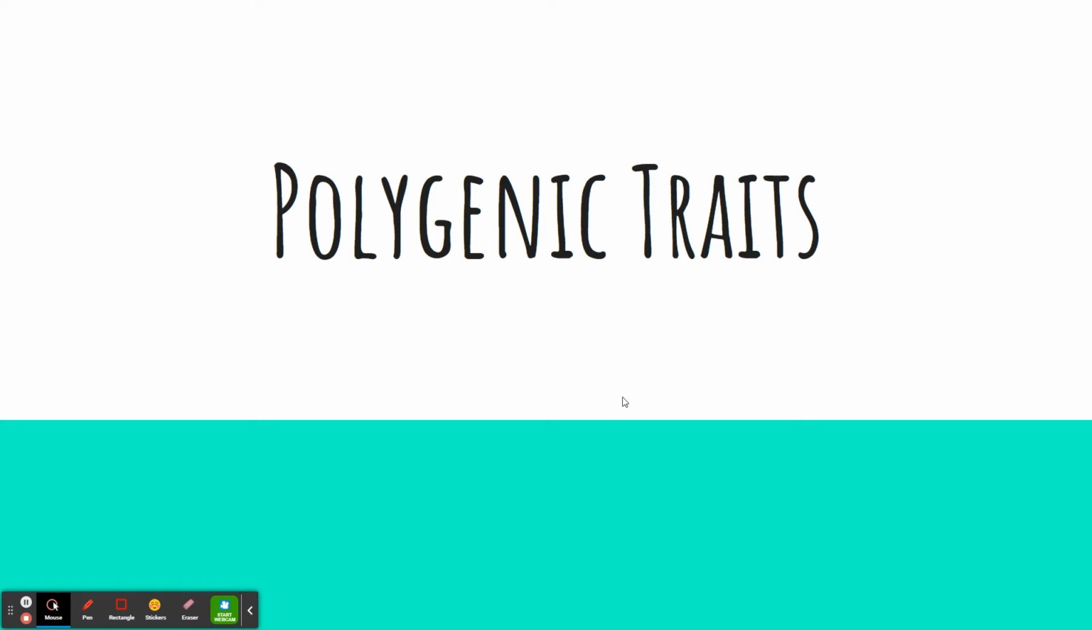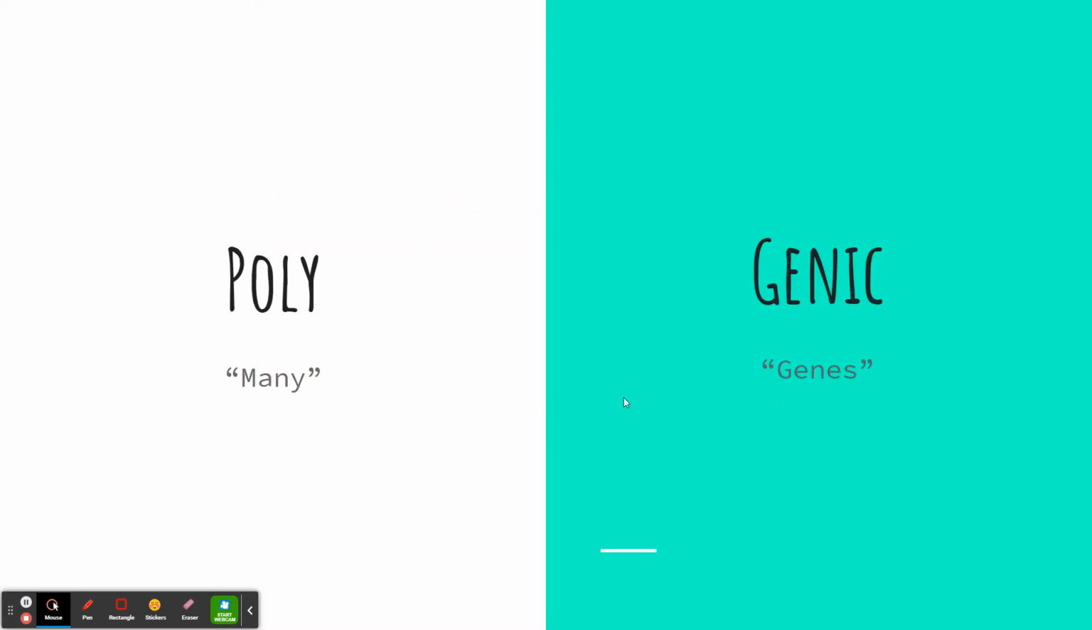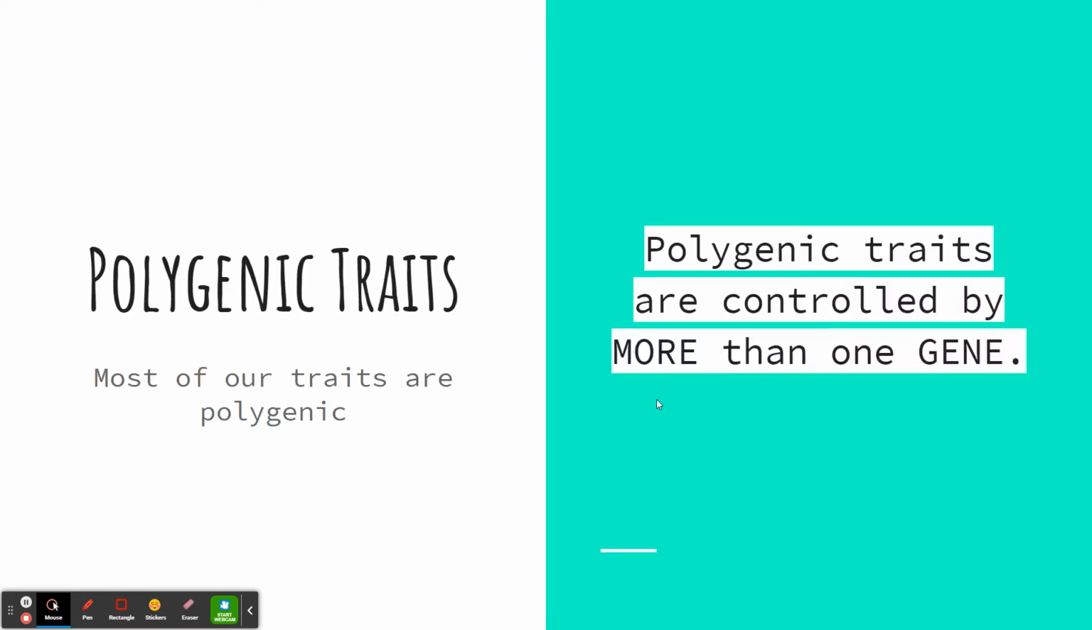Today we're going to be looking at polygenic traits. If we break down the name polygenic, we have poly, which means many, and genic refers to genes. So these are traits that are controlled by more than one gene.